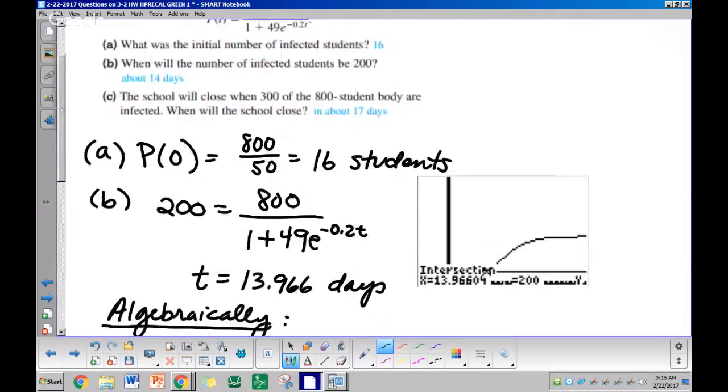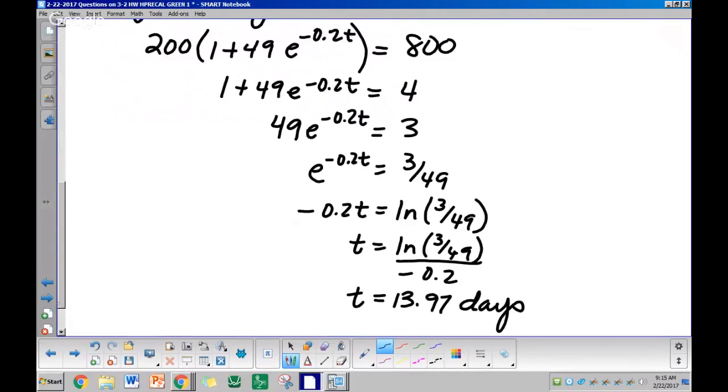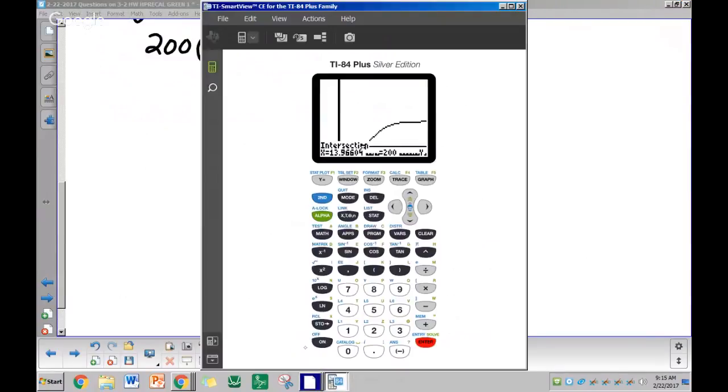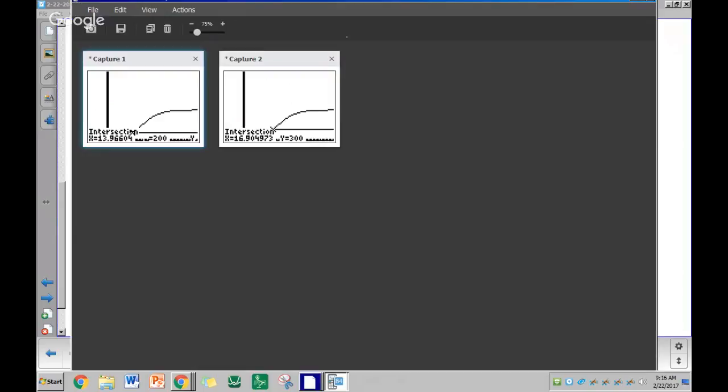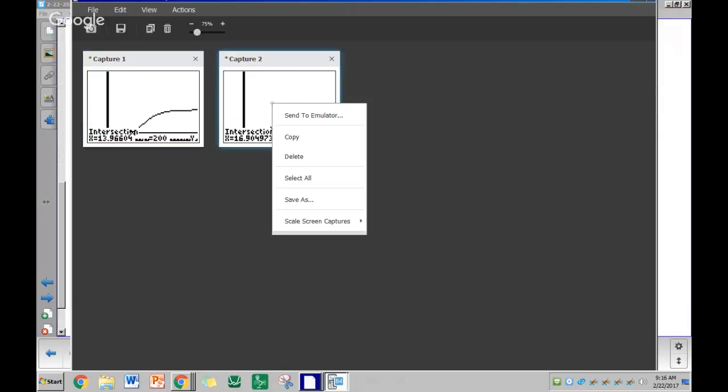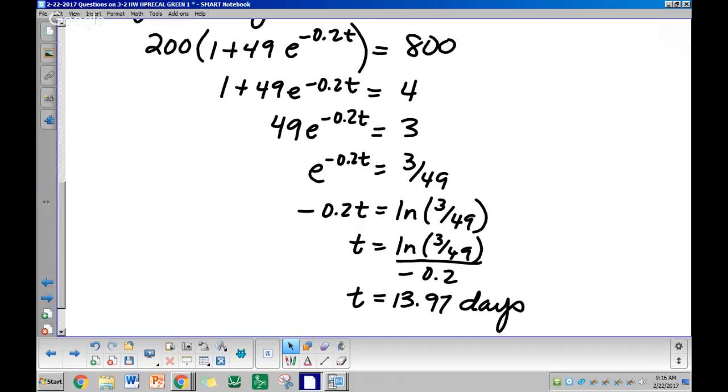Part C says the school will close when 300 of the students are infected. So what are we going to do now? Find out where it equals 300. We can do it graphically. What's the change? That's 16.9, so about 17 days. So do you need to see me solve that algebraically, or do you get it?